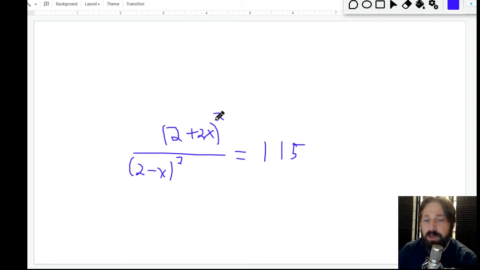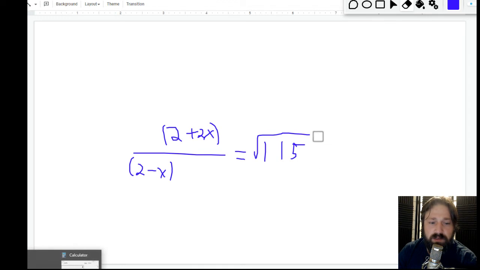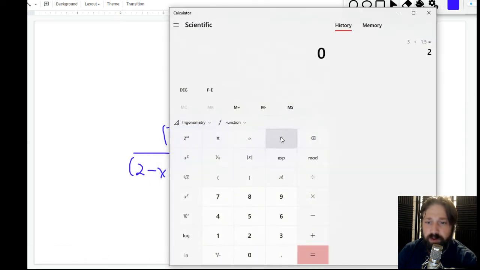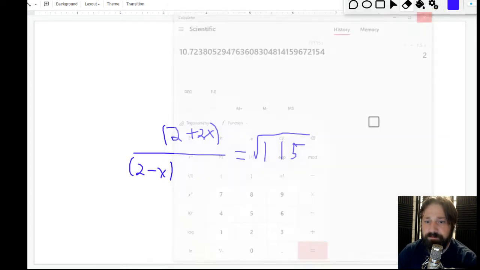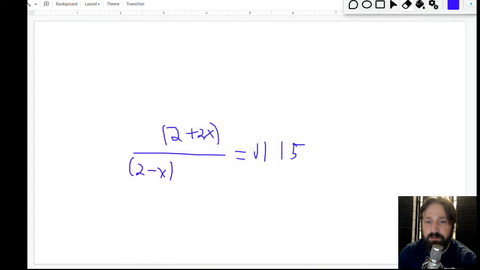All right. So that means I have a squared term on top and a squared term on bottom. So what we can do is just square root both sides to get rid of these squares. Okay? And for the sake of sanity, I'm going to go ahead and simplify this guy real quick. The square root of 115 is 10.7.